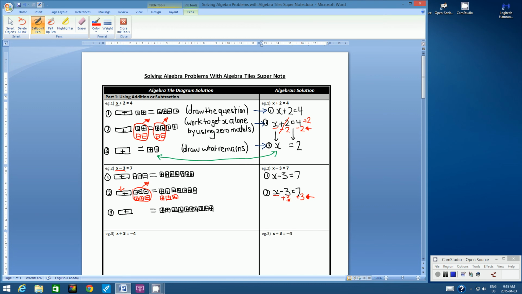All right, so what happens here? Negative 3 plus 3 cancels each other out. Now, when I mean cancels each other out, it means the net result is 0. On the right-hand side, 7 plus 3 is 10.